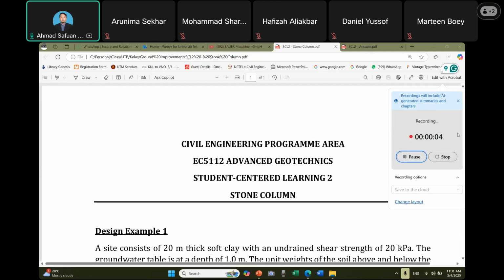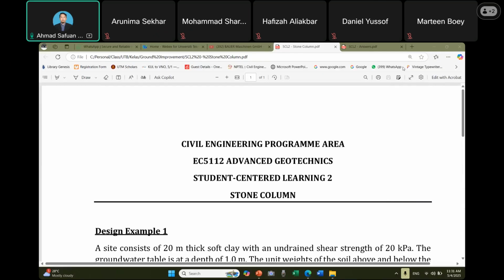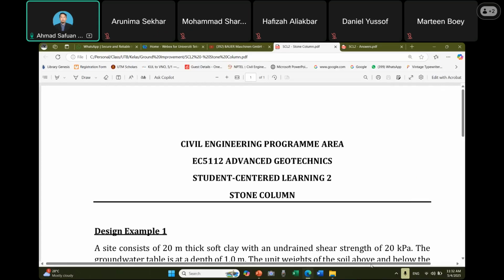Okay. So now we go for the example. I have shared with you two examples for the stone column design. So we look first at the first example.